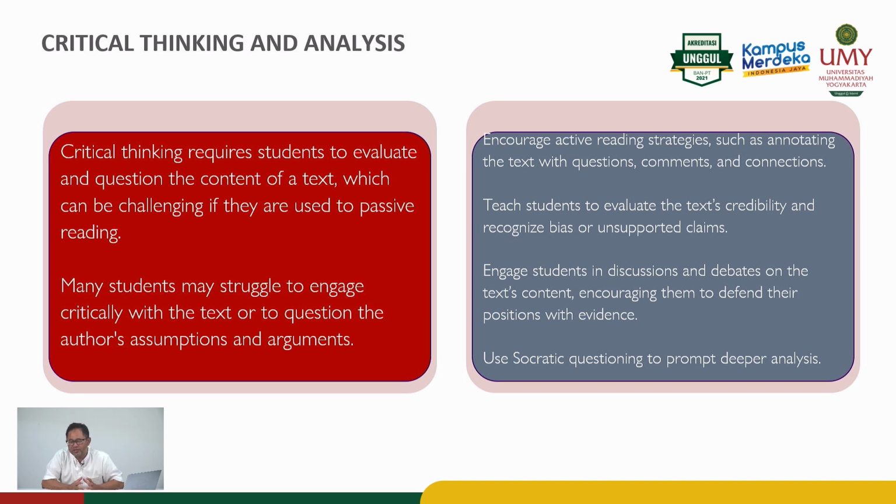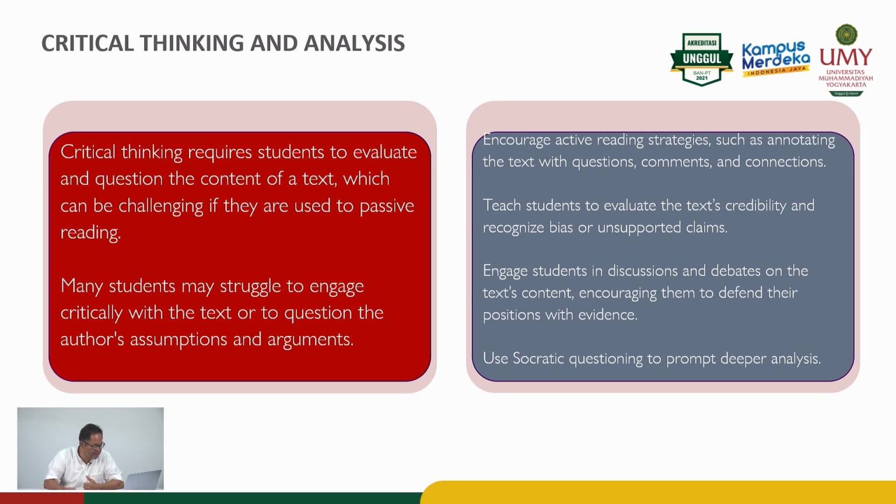If you find this kind of thing, I think you have to teach your students by encouraging active reading strategies, such as annotating the text with questions, comments, and connectors. Teach the students to evaluate the text's credibility and also recognize bias and unsupported ideas. If the students can identify such things, it will help them to think critically. You make analysis, and you can also use Socratic questioning with the W8 questions: what, when, why, how, and so on.